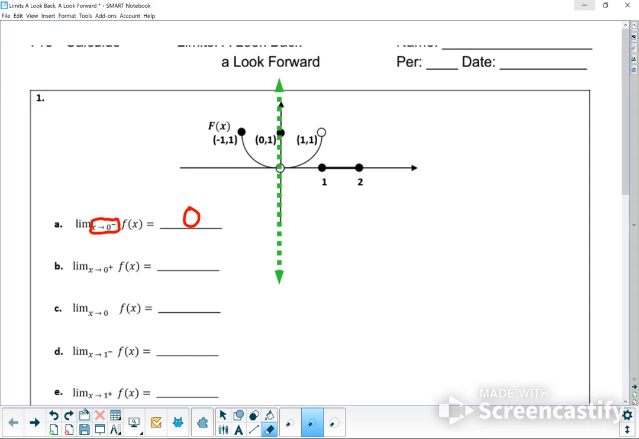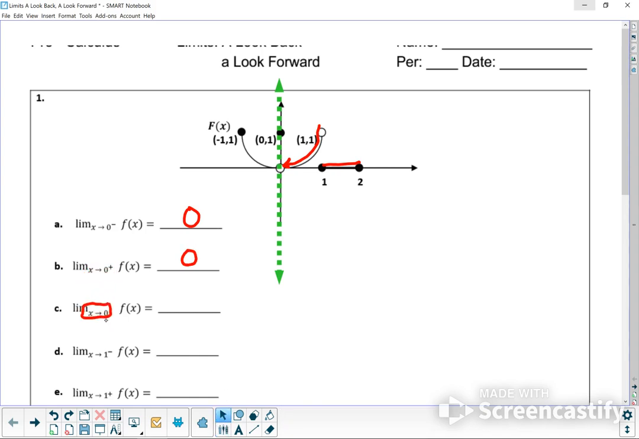Second one says I'm going to do the same thing, except I'm going to approach zero from the right-hand side. On the right-hand side, I'm going to trace out the function. The function starts off right here. I'm going to follow it, and then it's going to jump up here. As I get very, very close to zero, I'm going to be right there. That's my limit. And that also points to the y value of zero.